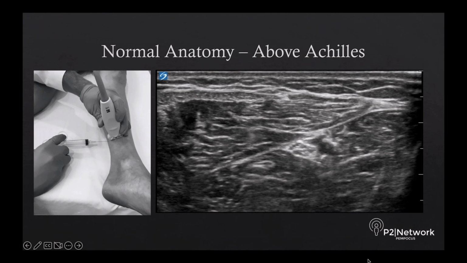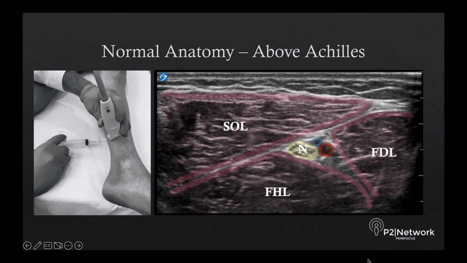Next, we'll examine the normal anatomy, having advanced our probe proximally above the level of the Achilles. Again, we're in a transverse orientation with our probe marked posterior. The normal anatomy is seen on the right. Labeled here, we can see the similar two muscles, the flexor digitorum longus and flexor hallucis longus, with our neurovascular bundle sitting between those two muscles.